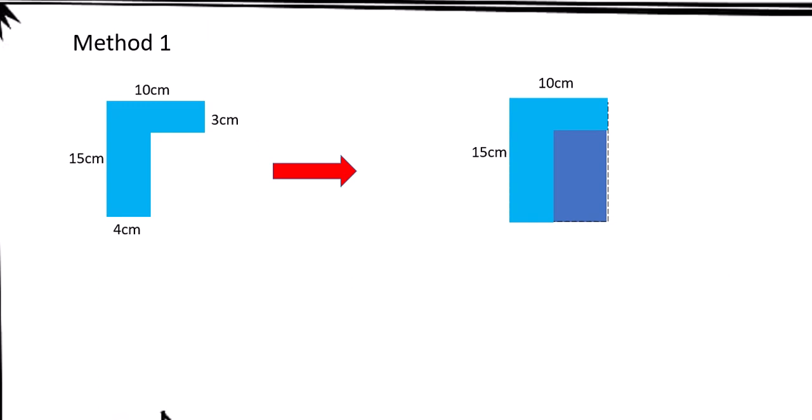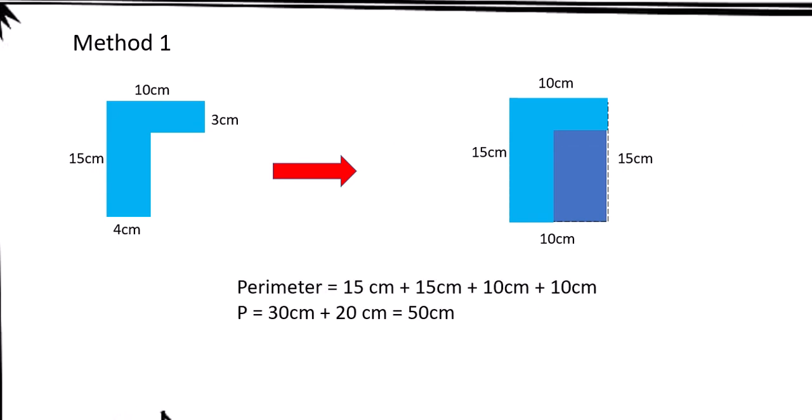which is a rectangular shape. Now, here we have a rectangle, and in a rectangle the opposite sides are equal. That means if this is 15 centimeter, this side will be 15 centimeter, and if this is 10 centimeter, this side will be 10 centimeter. Finding the perimeter of this shape is very easy. It's just to add all the sides together. Then here, by adding 15 centimeter plus 15 centimeter plus 10 centimeter plus 10 centimeter, we're going to have 50 centimeter. So the perimeter of the shape is 50 centimeter.